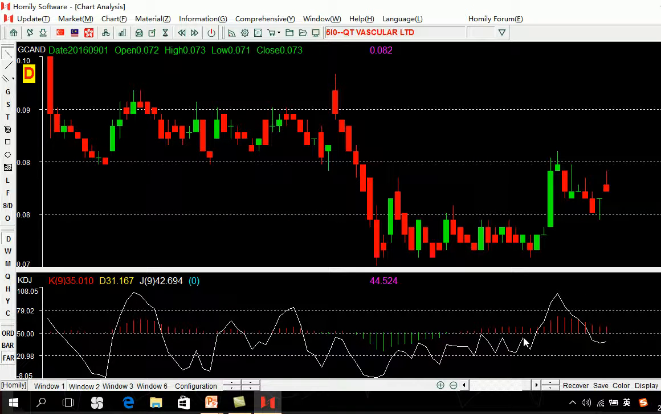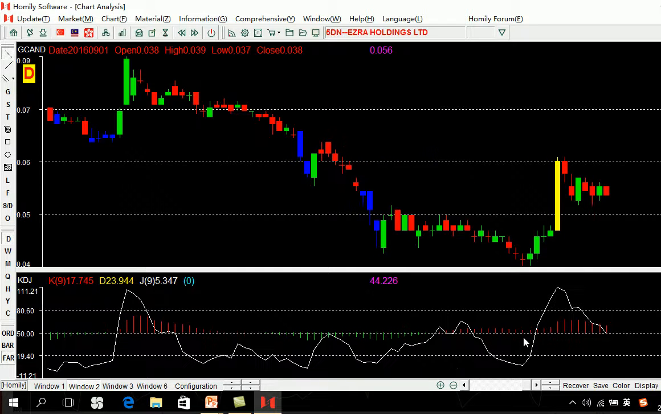How about this stock, can we get in or not? The first way is you see the MACD red column, right? And the KDJ is big, okay? So if you see the KDJ go up, you can buy, okay? Then we can see the next one.